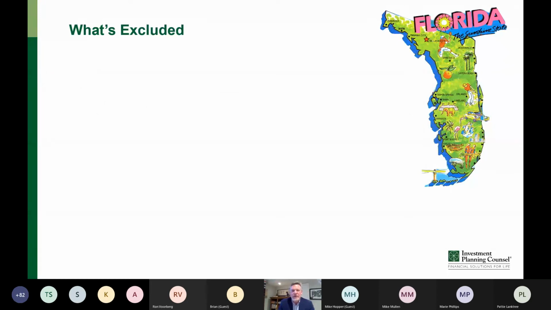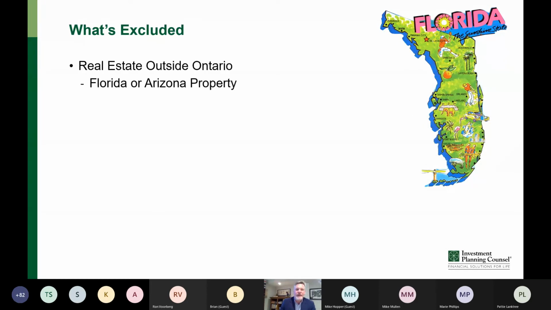Again, what you wouldn't include is property outside of Ontario. When it's outside of Ontario, you would have to do a separate filing, whether that includes your Florida or Arizona property that we used to be able to go and enjoy at this time of the year, or other areas in the world.